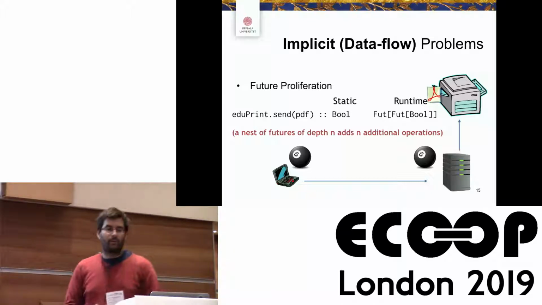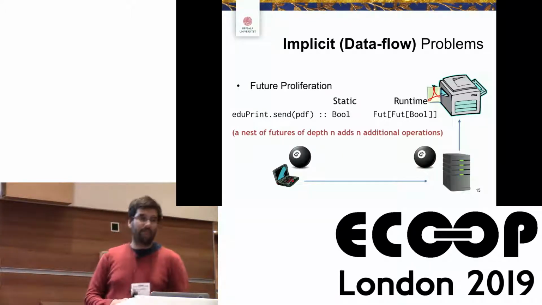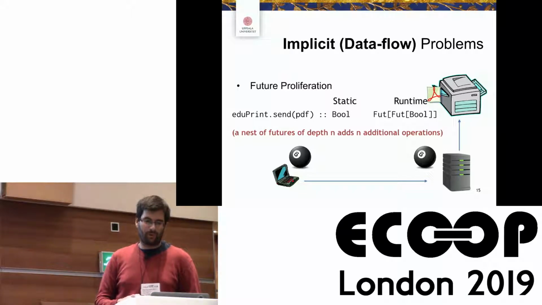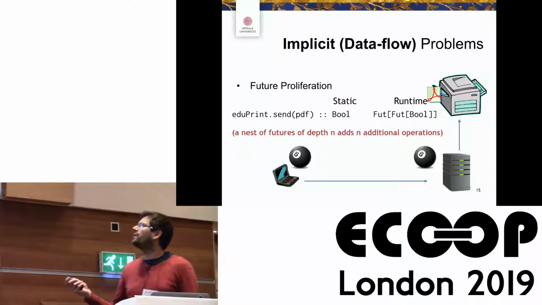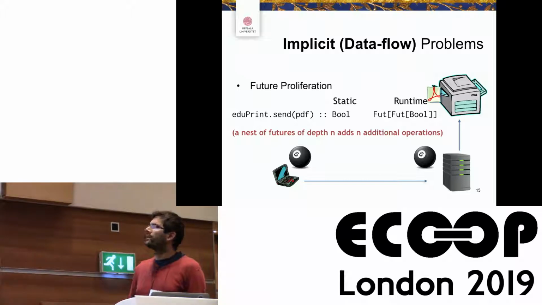So with implicit futures come the implicit problems. This is at runtime, the one that we identified before, the future proliferation problem. In this case, statically, we only know that there's going to be some kind of Boolean. And at runtime, because we're creating this kind of nested depth of futures, we're going to have to block possibly twice on the future.